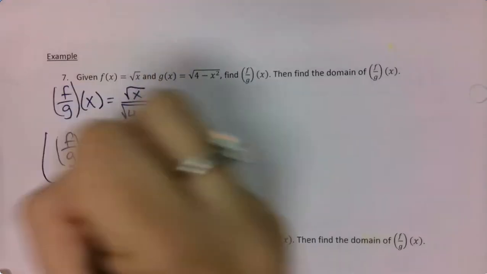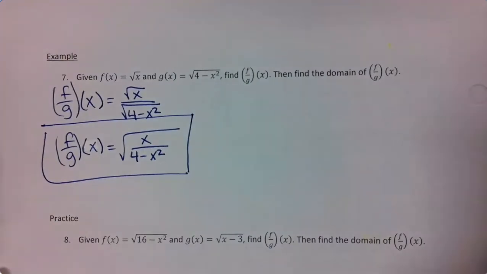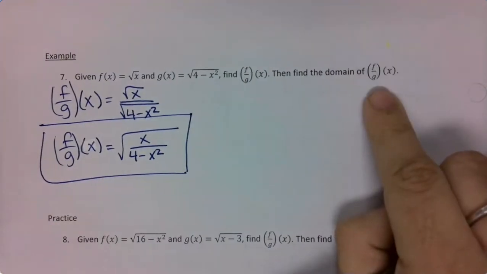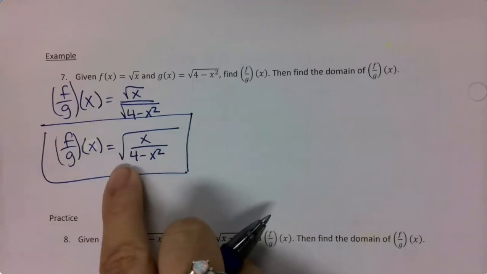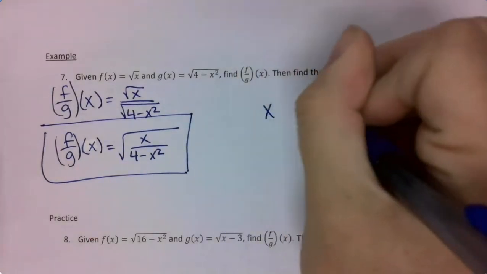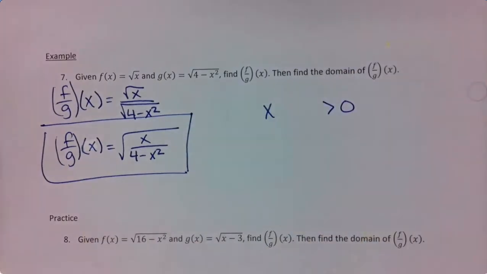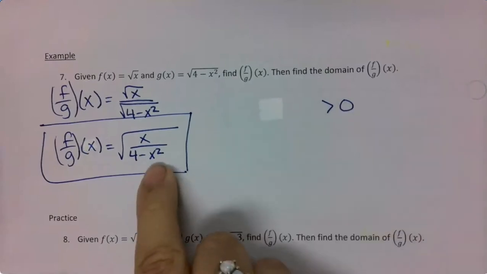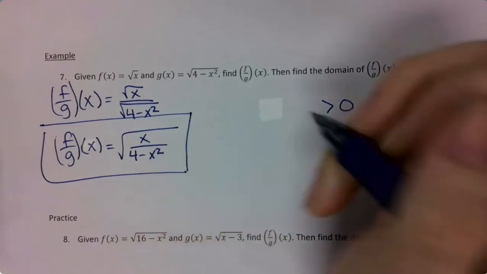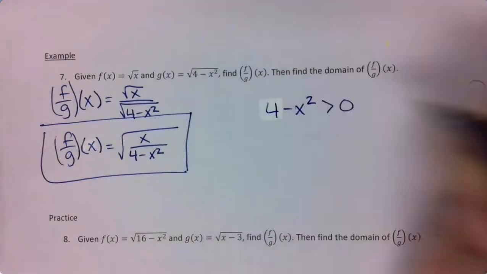Okay, that's it for the first part. This one wants me to find the domain for the second one. Remember, this is where I give what x can't equal. It's in a radical, so it has to be greater than 0, because you can't take the square root of a negative number. It can't be 0 in general, because it's on the denominator. So I'm going to take the whole denominator and write this as greater than 0.